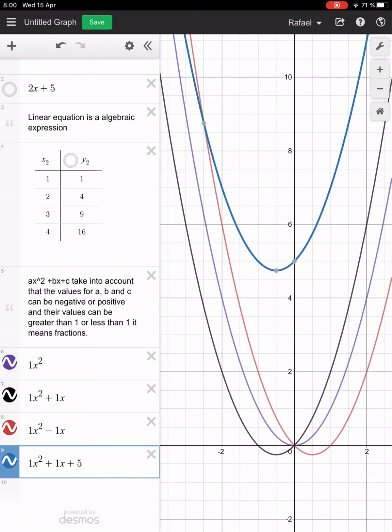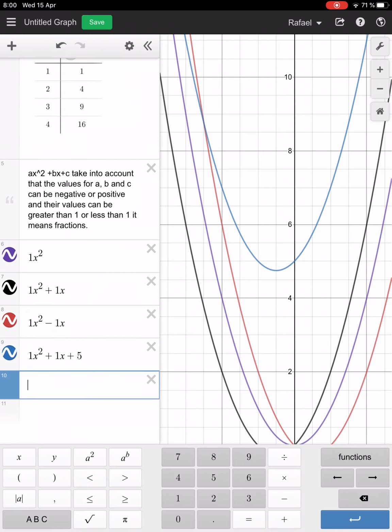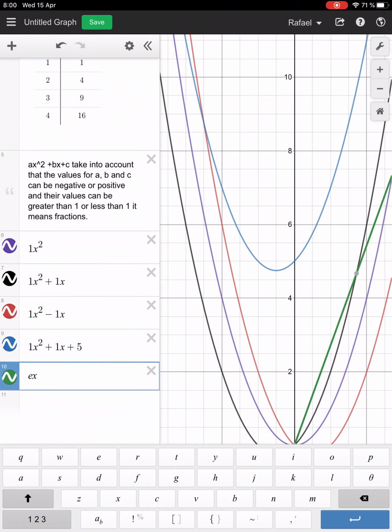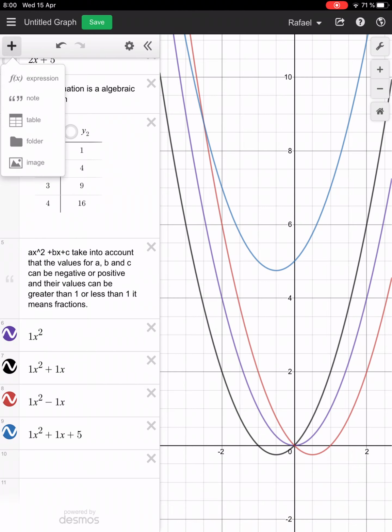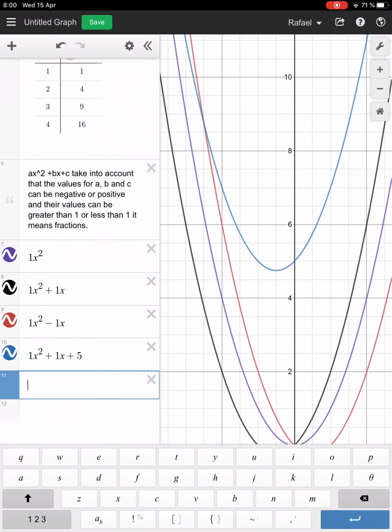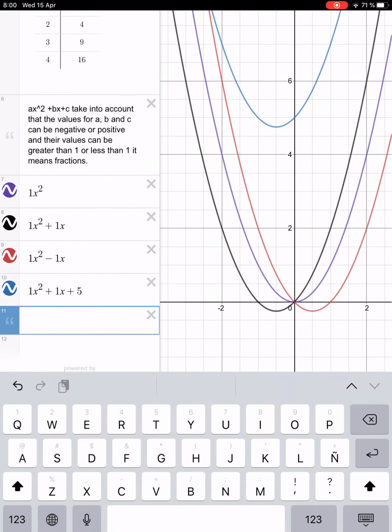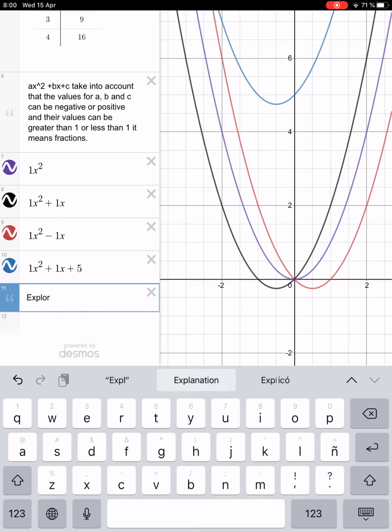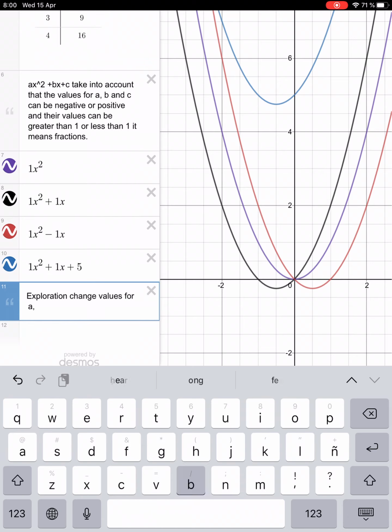In this case, we can take different values for a, b, and c, and the idea is that you need to make an exploration and take notes. The idea is that we are going to explore. Change values for a, b, and c, and tell me what is happening.